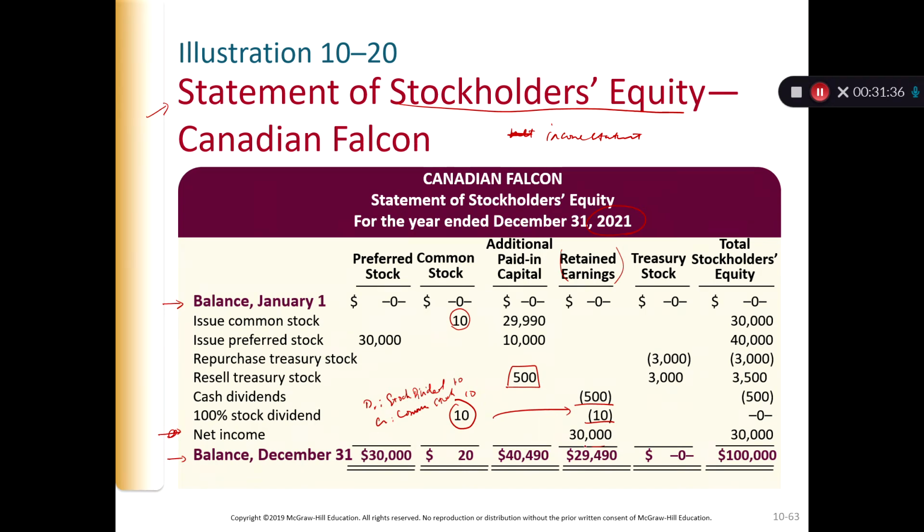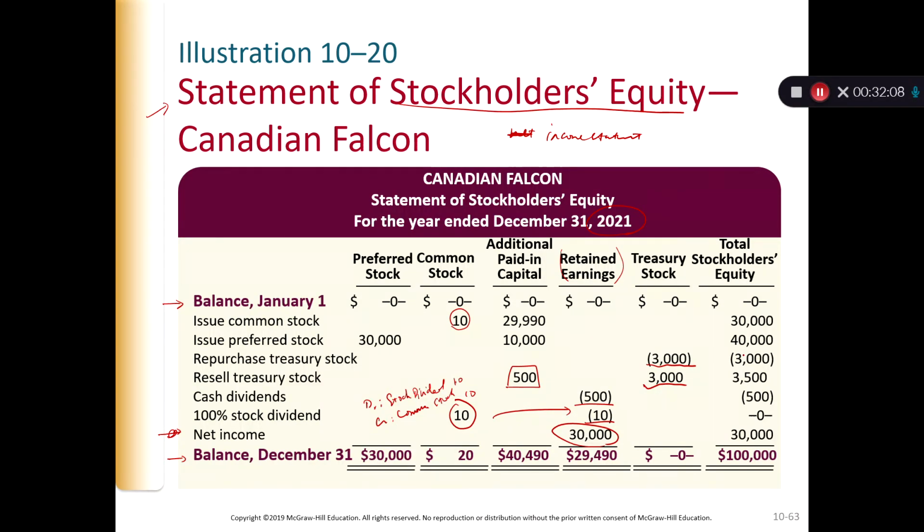At the same time, they made $30,000, right? So that means that $30,000 is going to be distributed in the form of $500 of cash dividend and $10 of common stock dividend. And then they also issued preferred stock, right? They also repurchased treasury stock, and they resold the treasury stock as well.